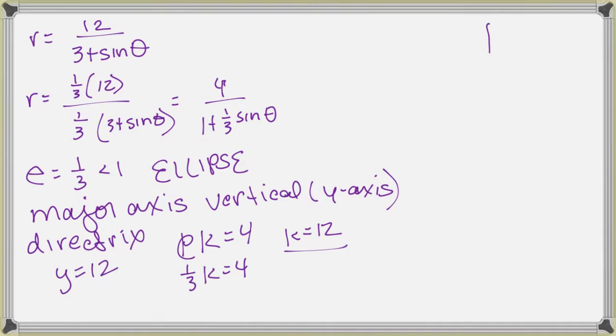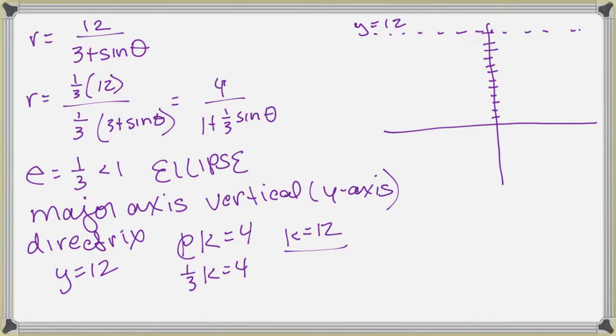So let's come over here. We're going to count up 12. 1, 2, 3, 4, 5, 6, 7, 8, 9, 10, 11, 12. So this is the directrix. It's at y equals 12. Okay, now this also can help us out for finding the vertices, because we know E and, well, let's not do that part yet.